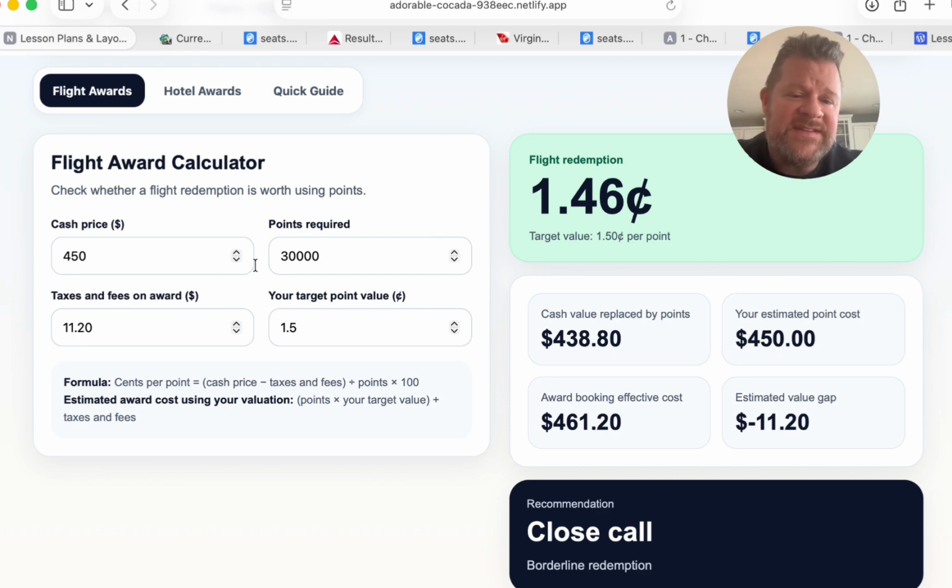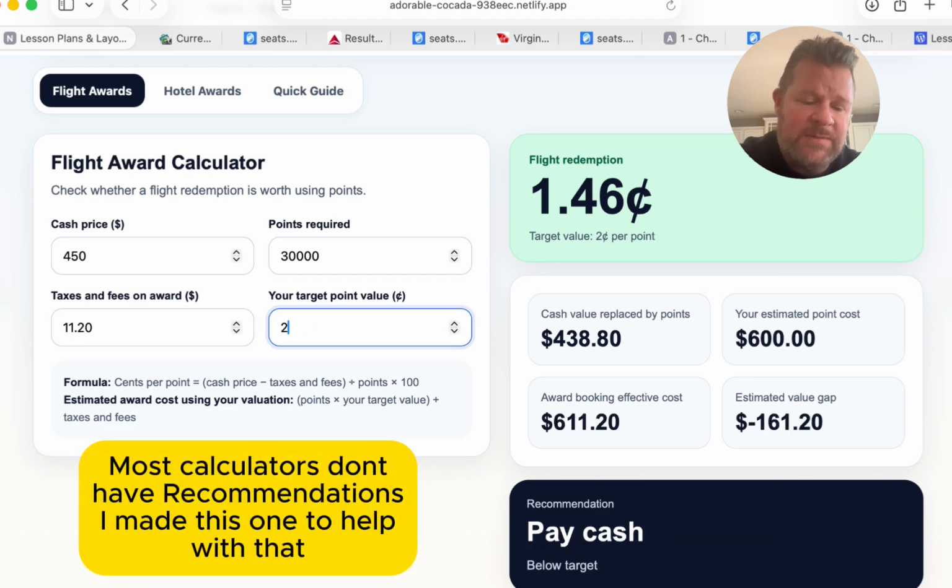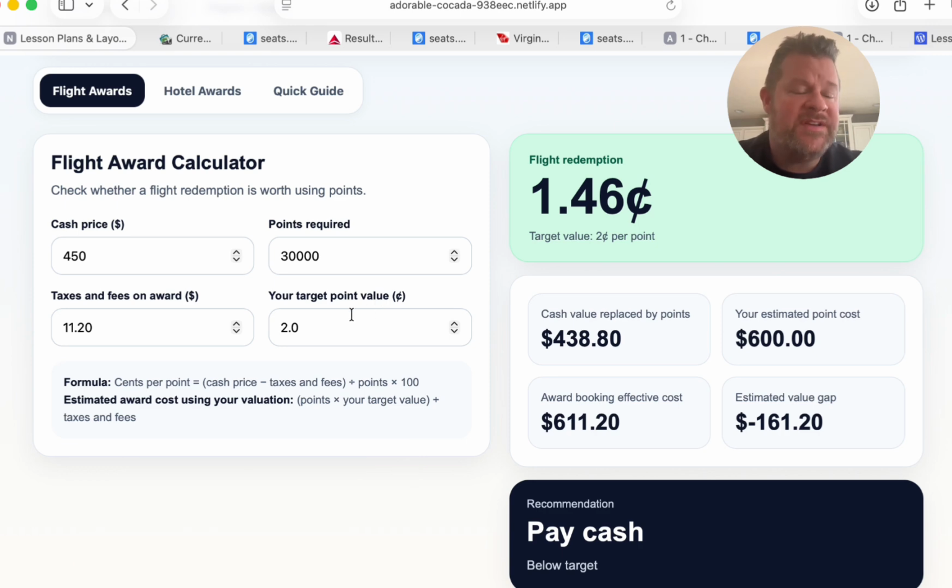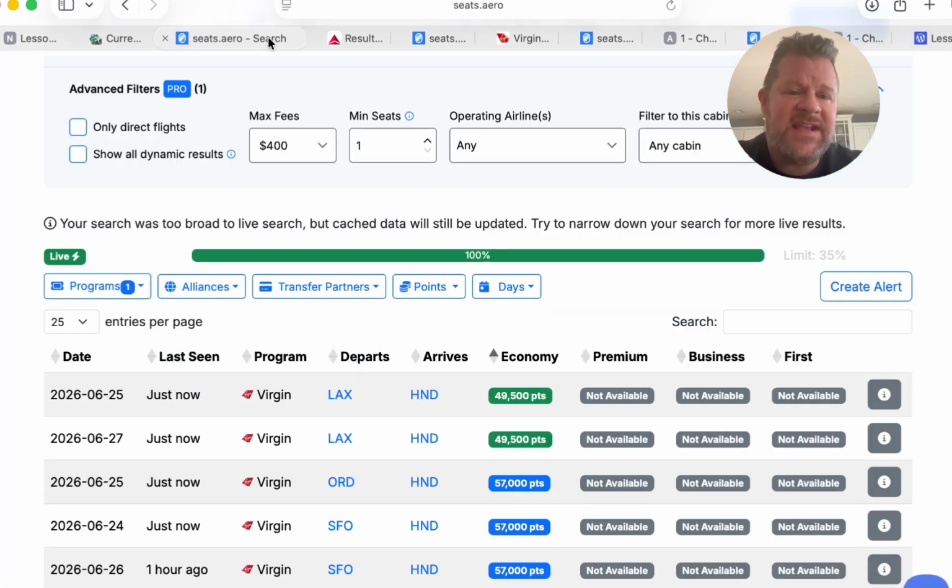The flight awards calculator that I have put in here is 1.5%. Honestly, I think this should be more like 2, so I'm going to move it up to 2. I think 2 is a better redemption rate that you're going to want to get. So if you end up getting 2% cash back, and then in each one of those pennies that you would redeem, you get another 2 times that, you're in a pretty good spot. So let's take a look at some of these.